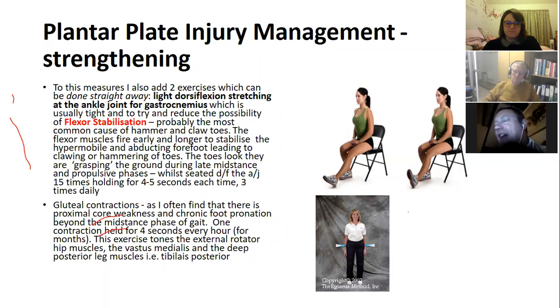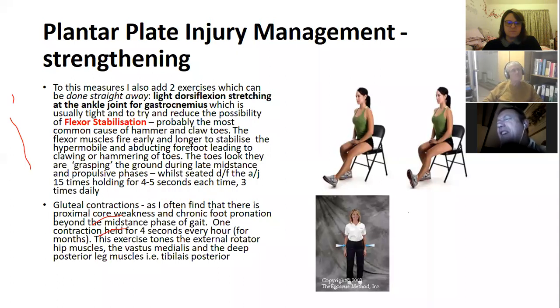Many of my patients are elderly, and the ones who do get the plantar plate tears have quite profound gastrocnemius tightness. So I certainly don't want them to do it against a wall. I don't want them in any way flexing over that, running the risk of going up onto their toes at all. So I like to do it while they're seated. This is a light stretch, okay?